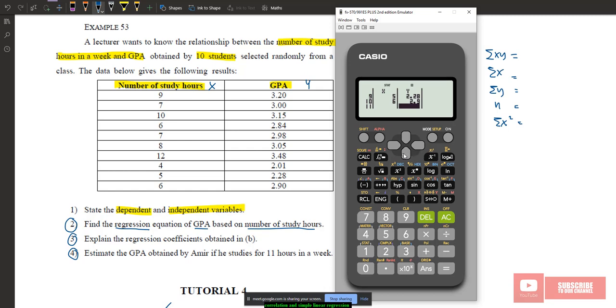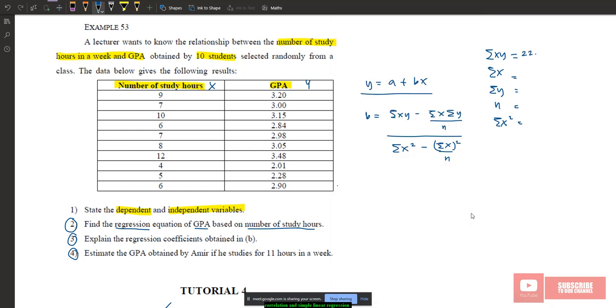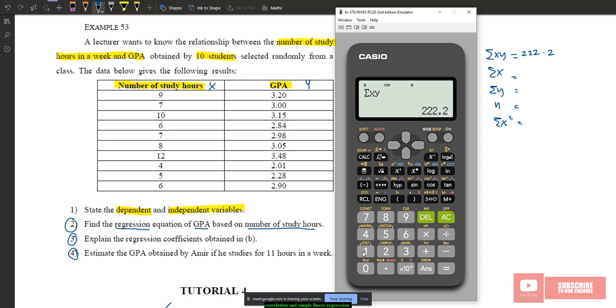So this is a special feature of using this calculator. You can recheck your input data. Click on AC, click on Shift 1, 3, equal to sum. Summation of XY is 222.2, right?